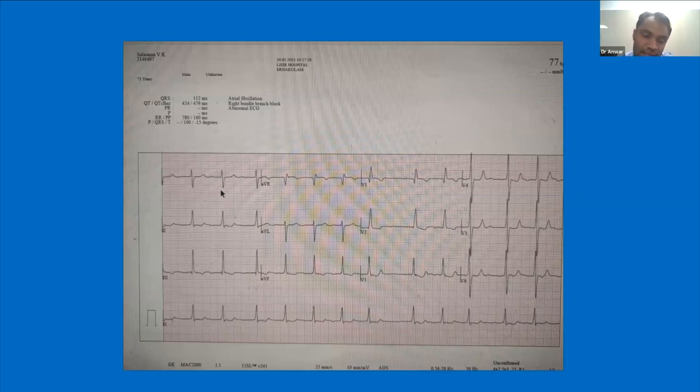12-lead standard ECG showing AF with a rate of approximately 70 per minute. Axis is in between 90 and 120. There is a QR pattern in V1.